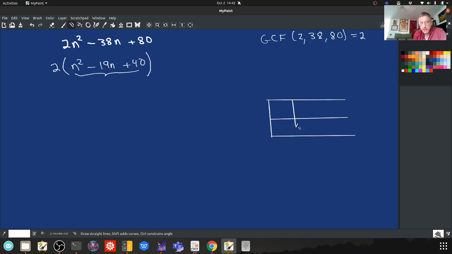When the leading coefficient is not 1, discovering whether it's prime or not can be exhaustive, because sometimes there's a lot of possibilities. So n squared, minus 19n, and 40. So these are polynomials in n, so just like before, I have to have an n there and an n there. N times n is n squared. Since this is negative and this is positive, both of these factors have to be negative.